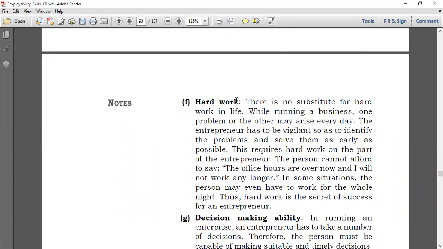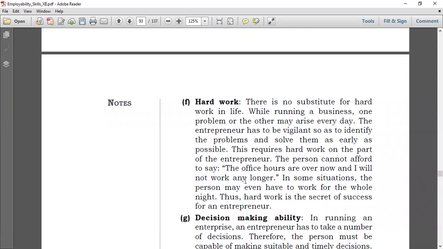Hard work is again an important part. There is no substitute for that. While running a business, problems will come every day, right? So you have to deal with such problems, and they can only be dealt with if you keep on doing your hard work. You should know how to deal with such problems and how you can tackle them.